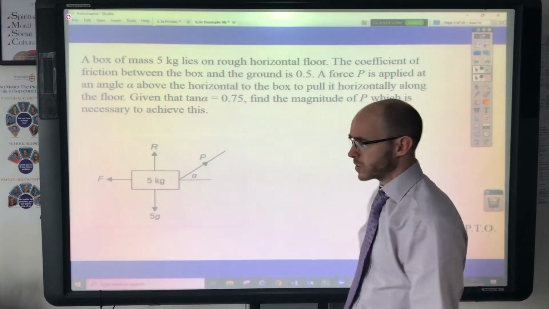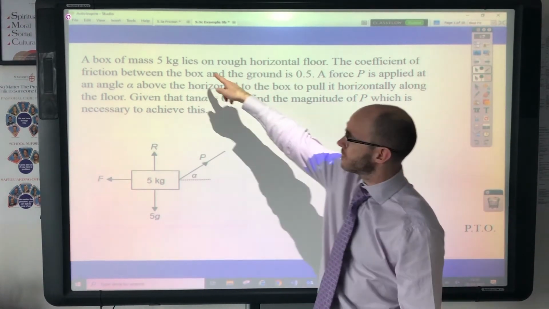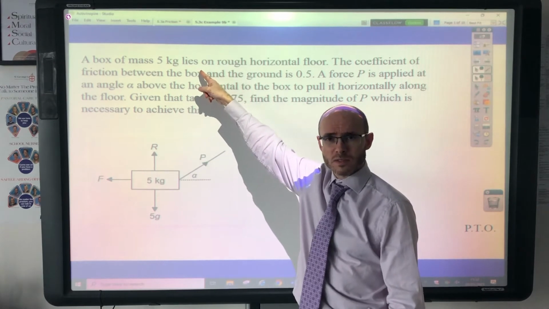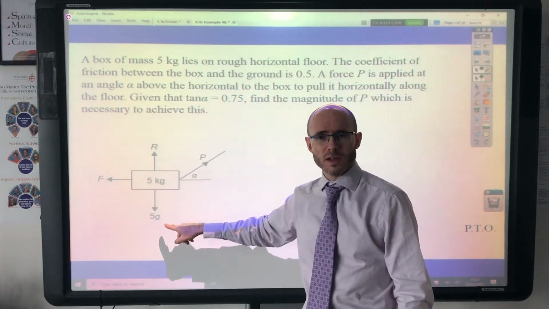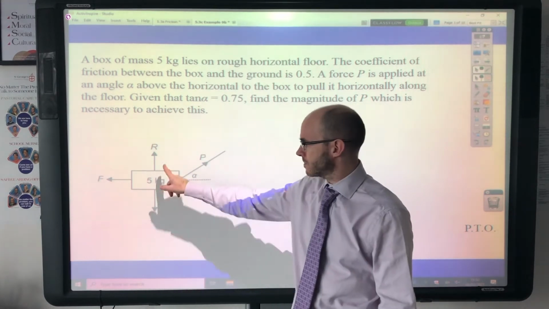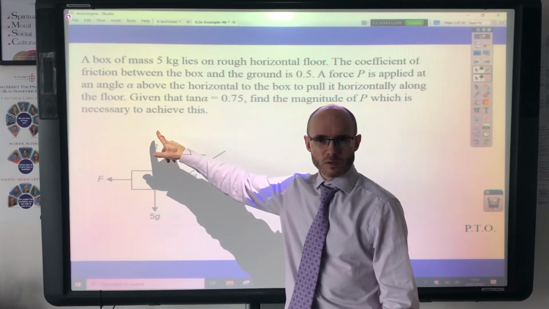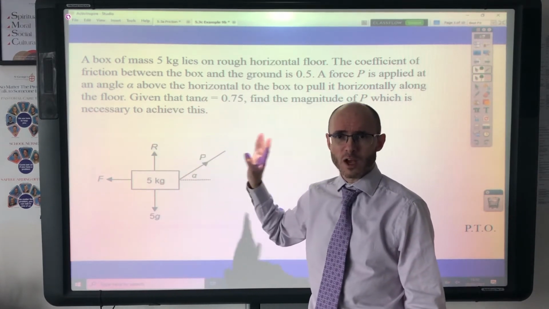Here is my force diagram. So let's start off with the object itself. Box of mass 5 kilograms, so clearly the weight is going to be 5g vertically downwards. It's on a horizontal surface, it's moving horizontally, therefore normal reaction is going to be at right angles to the horizontal surface, so vertically upwards. Good so far? Hope so.